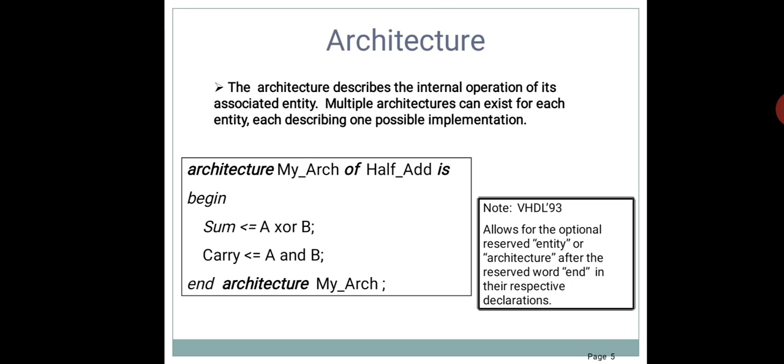For the architecture, the name of the architecture is my_arch of the entity half_add is. The architecture begins with the keyword begin, and in the body between begin and end, the designer has to write the functionality of the given design unit. Here the design unit is the half adder and its functionalities are defined with the help of sum and carry. So these two statements define the architecture of the half adder.